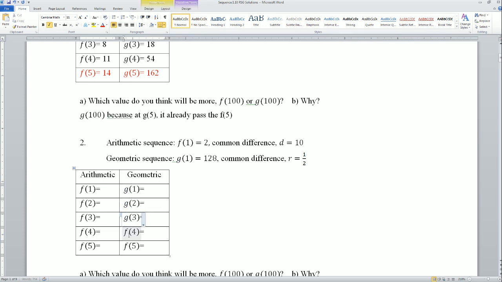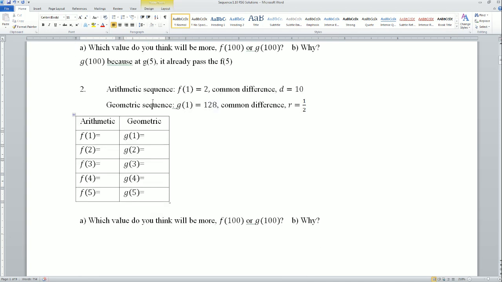We have the first term here is 2. The common difference here is 10. So 2 plus 10 is 12. Plus 10, which is equal to 22. Then it becomes 32. Then becomes 42.